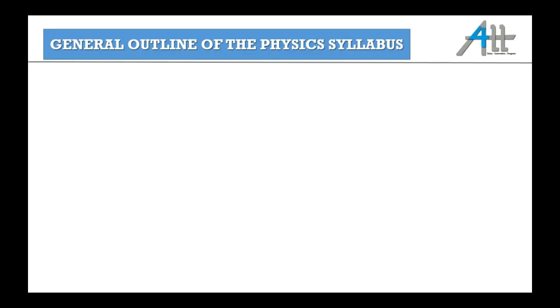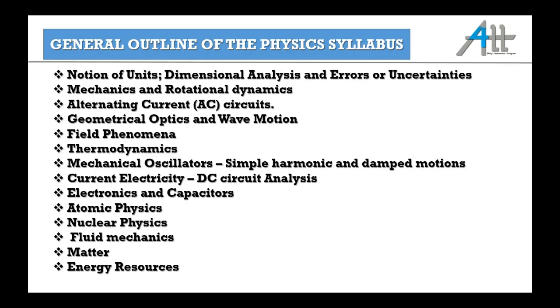As a general outline of the physics syllabus, we have the notion of units, dimensional analysis and errors or uncertainties, mechanics and rotational dynamics, alternating current circuits, geometrical optics and wave motion, field phenomena, thermodynamics, mechanical oscillators, that is simple harmonic and damped motions, current electricity, that is DC circuit analysis, electronics and capacitors, atomic physics, nuclear physics, fluid mechanics, matter, and finally energy resources.